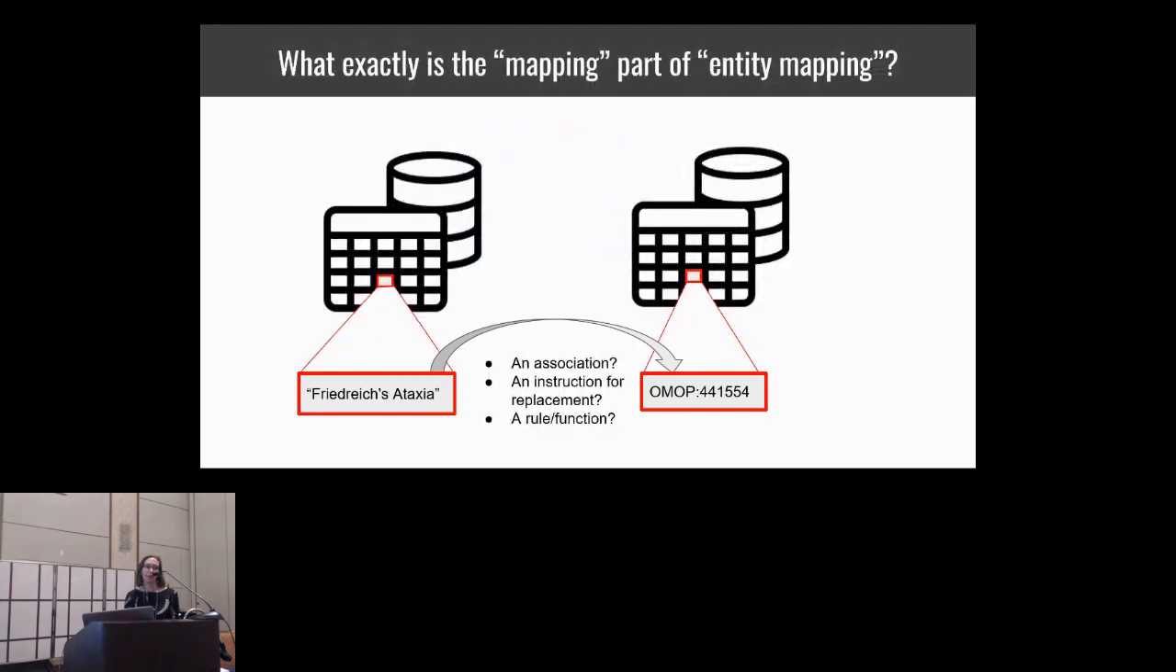Okay, but what do we mean by that association? Is it just an association, like you don't qualify that association? Is it an instruction for replacement? Every time I see OMOP 441554, replace it with that string. Is it a rule or function? Is it telling me that it's a classification for a diagnosis in a particular clinical context? So there's all kinds of different meanings that we can have about the relationship between a term, identifier, and between terms.